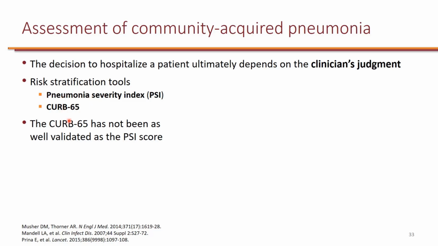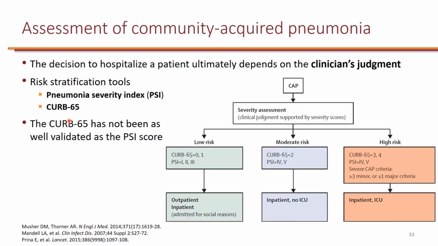The CURB 65 has not been as well validated as the PSI score, but because CURB 65 is more simple, it's more practical to use at bedside. So when a patient with CAP is presented, the severity of illness is assessed, and then the patients can, generally speaking, be in 3 different groups. So there could be the low risk group, moderate risk group, and high risk group.